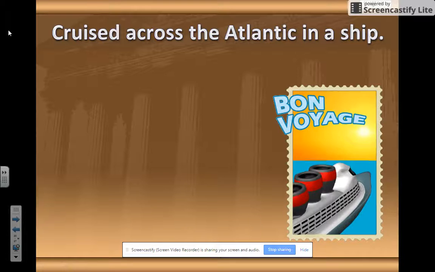Cruise across the Atlantic in a ship. Again, does this sentence have a subject? No, it doesn't. It starts right with a verb. So this is the predicate of the sentence. It does not have a subject. This is not a complete sentence.